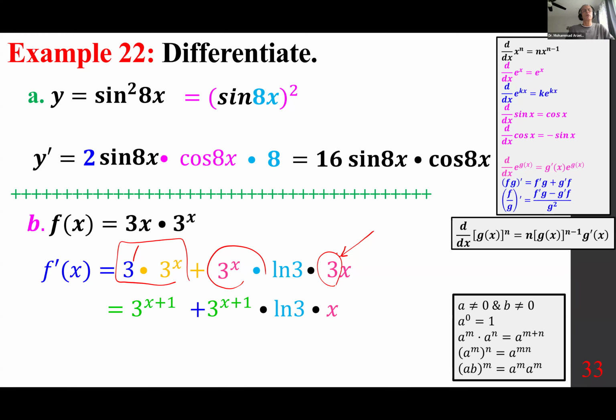Clearly, 3 to the power of x plus 1 is in common. So if you take this out, that gives you 1. This gives you ln 3 times x. And ln 3 times x, we put the x in front because if you write it in this format, you have to write ln 3, then the raised dot, then x. We don't want anybody to be under the assumption this is ln of 3x, which is not true.